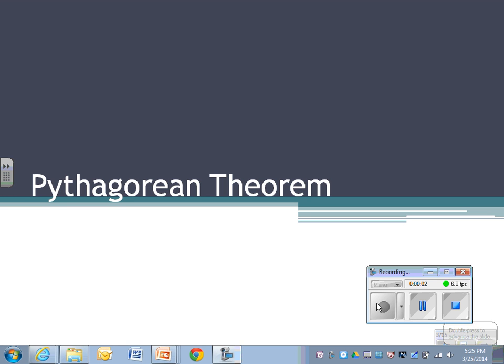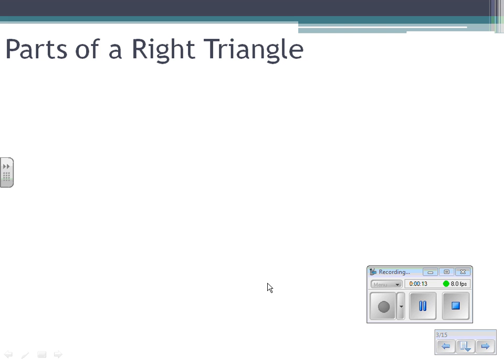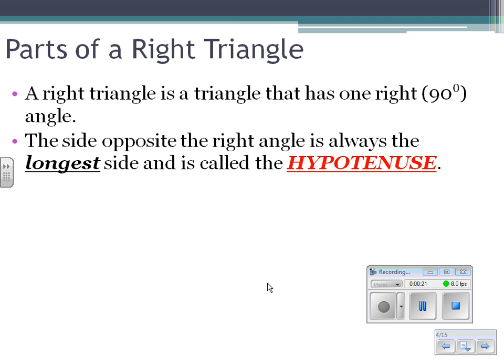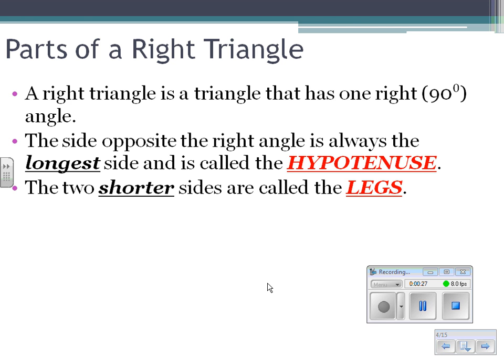This video is going to introduce you to something called the Pythagorean theorem. The Pythagorean theorem has to do with the side lengths of a right triangle. As you may know, a right triangle is just a triangle that has one right or 90-degree angle. The side opposite that right angle is always the longest side, and it's called the hypotenuse. The two shorter sides are called the legs.